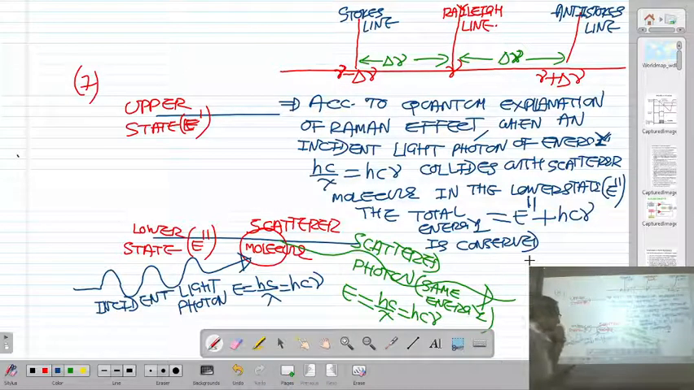So you must understand that according to the quantum explanation of the Raman effect, when an incident light photon of visible or ultraviolet light having energy hc upon lambda or hc nu collides with the scattered molecule in the lower energy state E double dash, the total energy of the system of molecule and incident light photon, E double dash plus hc upon lambda or hc nu, is conserved. Now there are two types of collision.